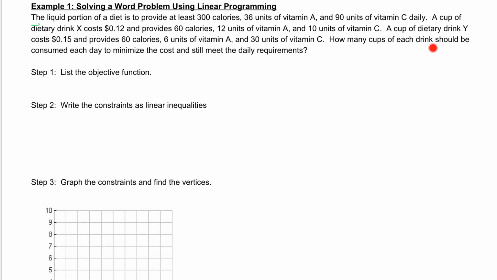How many cups of each drink should be consumed each day to minimize the cost and still meet the daily requirements? As we start these problems, the first thing you want to know is the variable. And it's very important that you understand what the variable is because it's going to help you determine your constraints later on. So right here it says how many cups of each drink. So we're looking at the two different types of drinks that we have. We have drink X and we have drink Y.